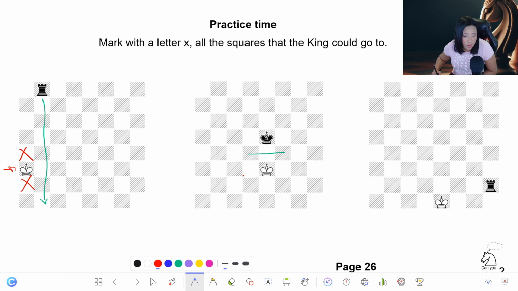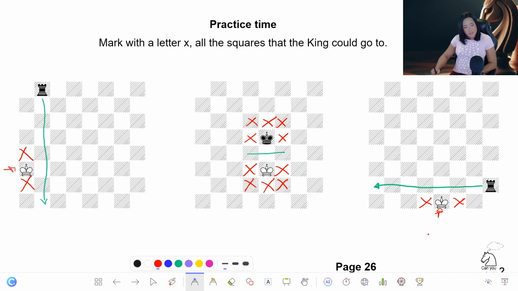So the white one could only move here, here, here, here, or here. And the black king could only go here, here, here, here, or here, okay? Now for this one, the king is right here. And it's kind of similar to the first one. The rook is covering this rank here. So the king cannot move up. He could only move to the side, to this side or to this side, okay? So that is how the king moves.